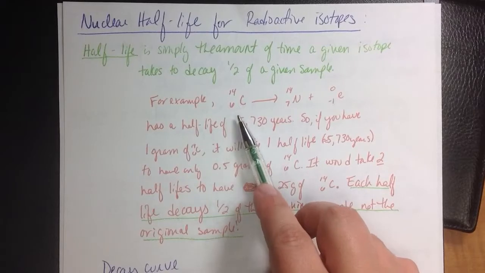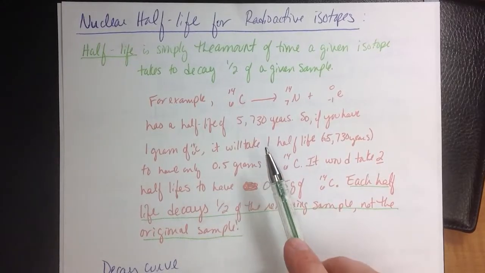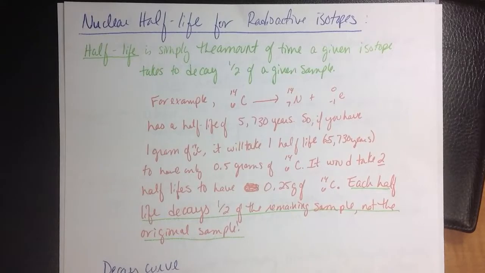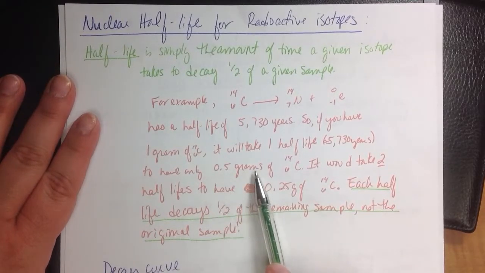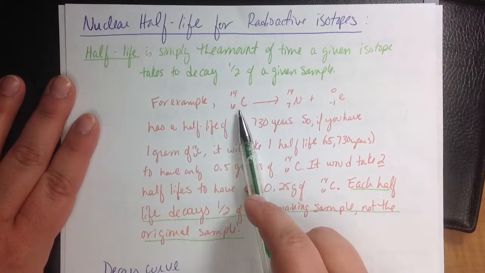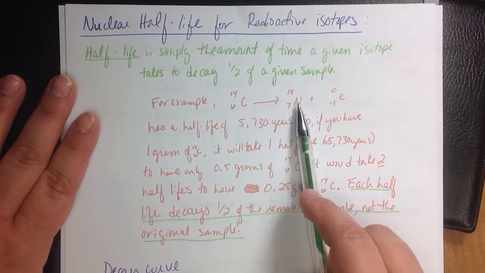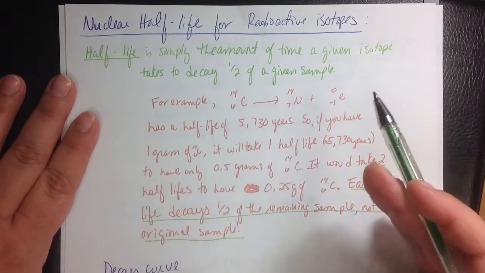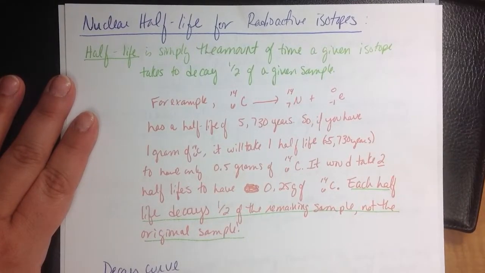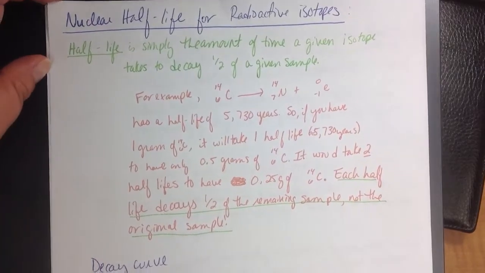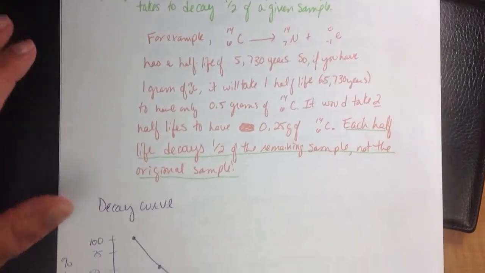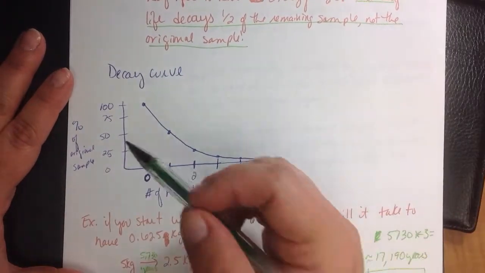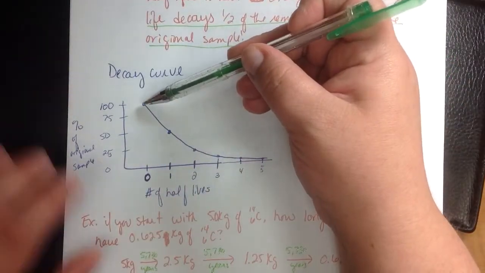If you have 1 gram of this carbon-14, it will take approximately 5,730 years to get to half a gram. Then you start with half a gram, and it will take another 5,730 years to get to a quarter of a gram. So you're constantly thinking about how long it takes to get to half of the previous state. And it doesn't necessarily react all at once.